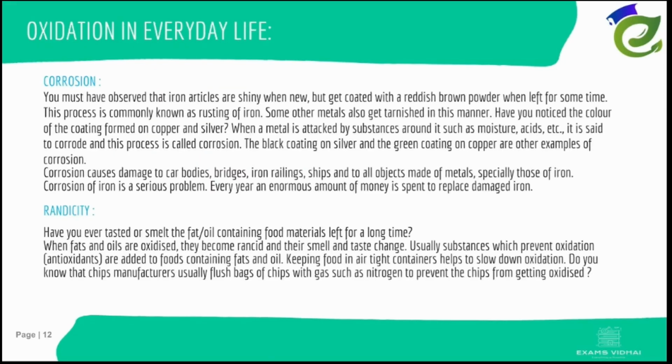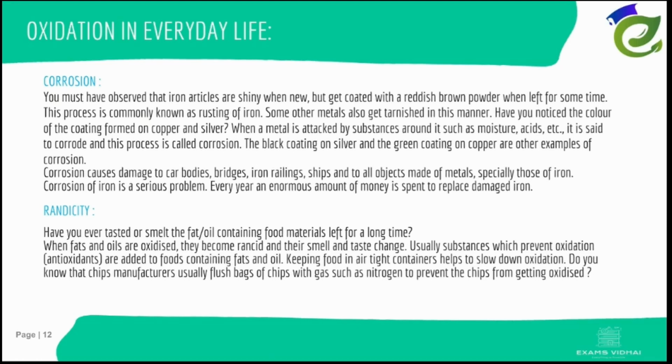So, oxidation in our everyday life. We know corrosion. What happens in corrosion? If we keep something iron product in water or something, it will get a brown layer on top of it, and that is called rust. Why does this happen? This happens due to the reaction of oxygen in the atmosphere with that metal. Therefore, this is an example of an oxidation reaction. Therefore, corrosion is also oxidation.